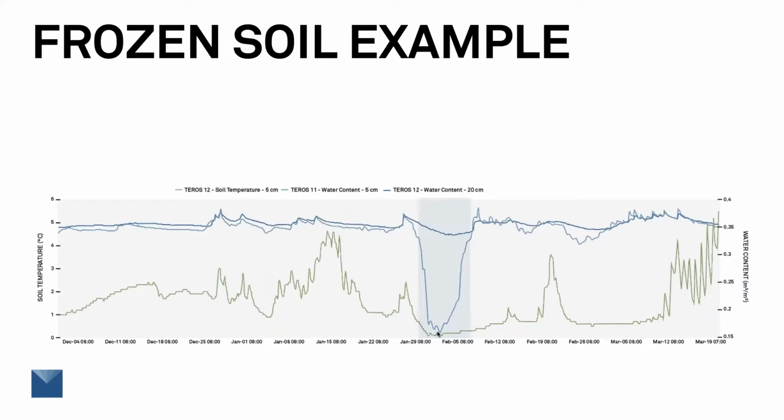So what would we do here? Buy a sensor with a temperature sensor on there and a water content measurement. And when the temperature drops into freezing range and you get a dropout in your water content, you've got to get rid of those data.